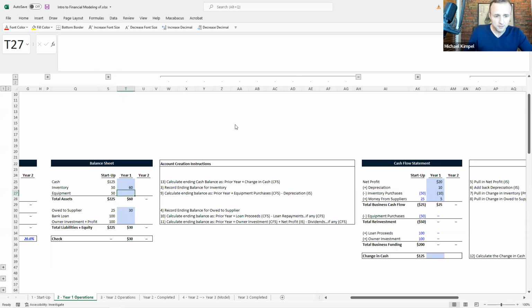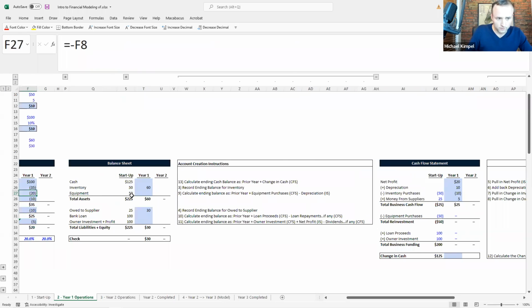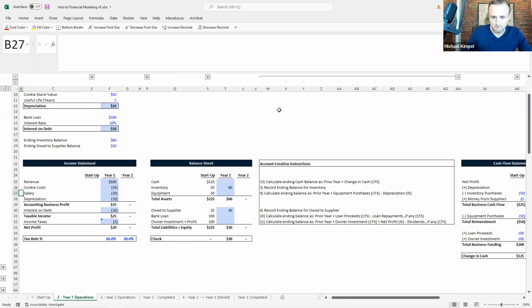So for this particular account, I'm actually going to scroll over here. You can see it. For this particular cookie stand, I need to reflect any purchases I've made. And for right now, I'm just going to keep it simple.